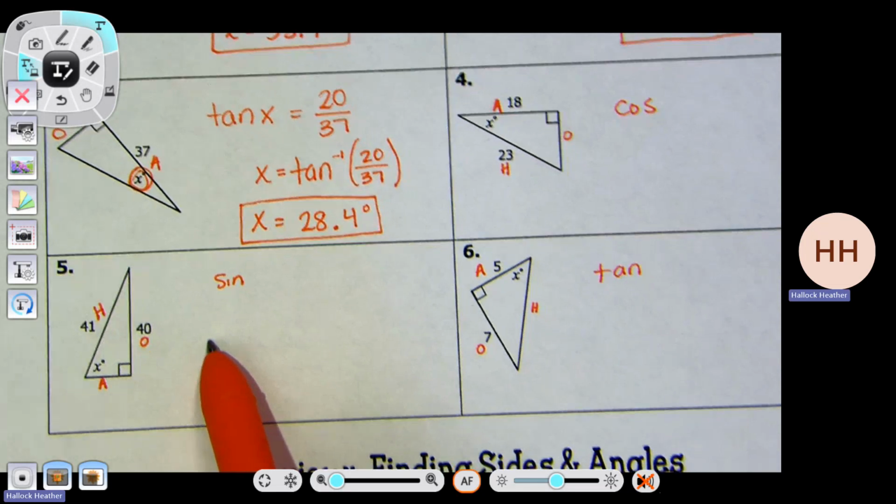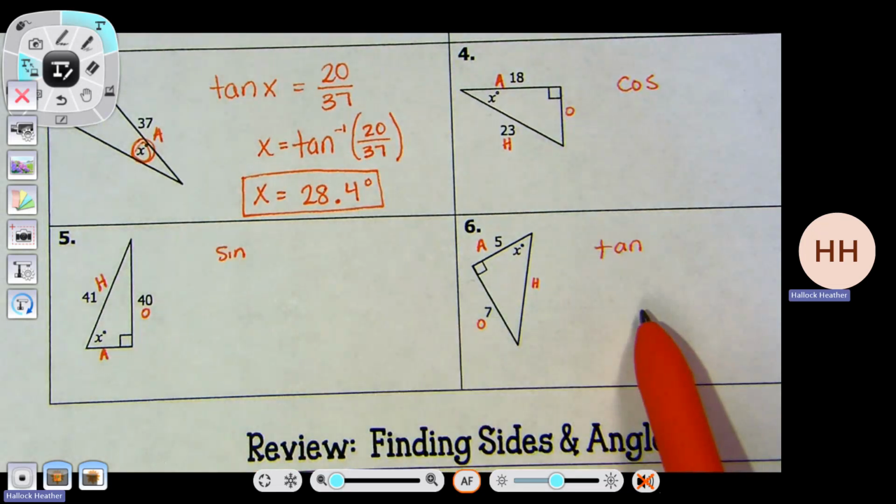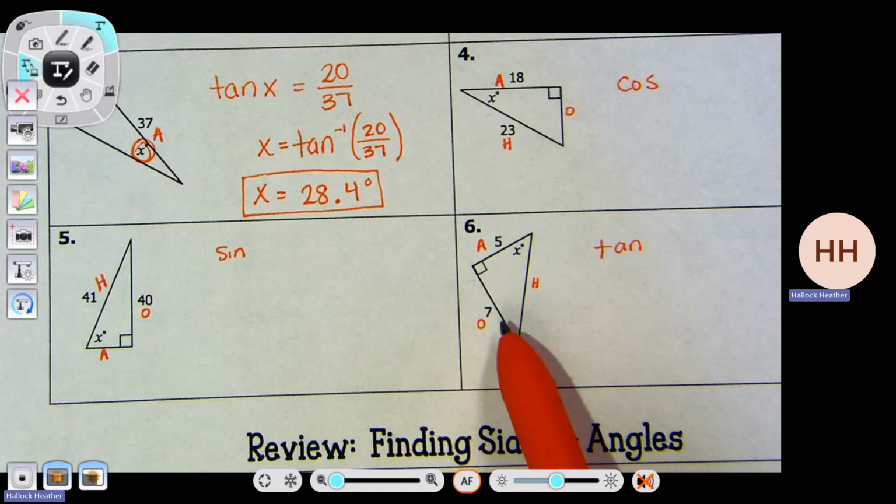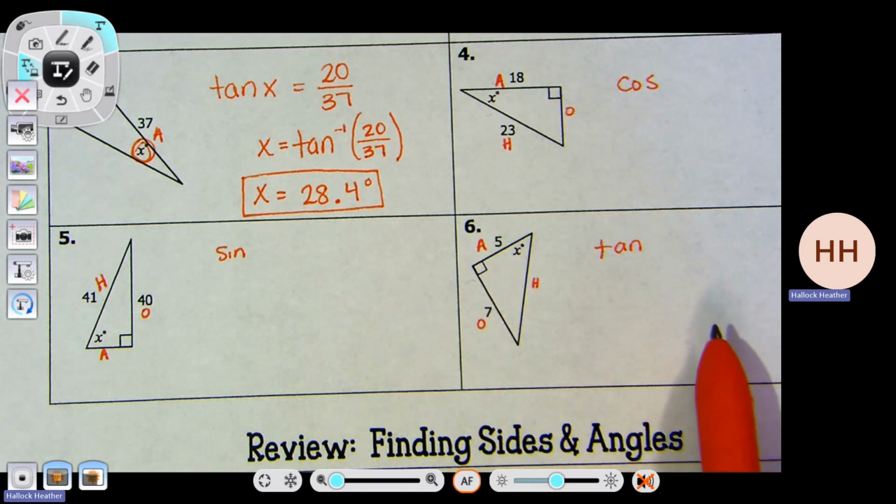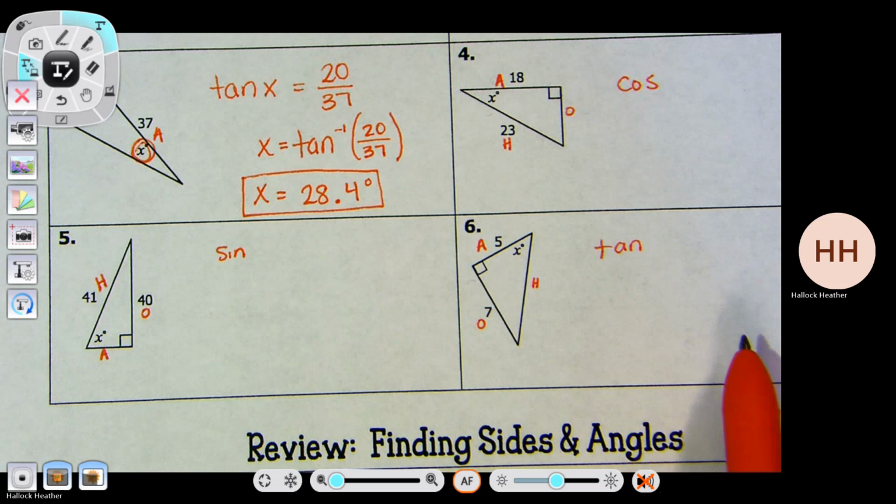77.3. And then the last one should have been tangent. You have opposite, which is 7, and adjacent, which is 5. So if you do the inverse of 7/5, what do you get? 54.5. Easy. Nice, not too bad.